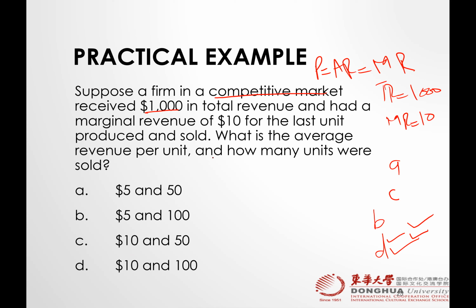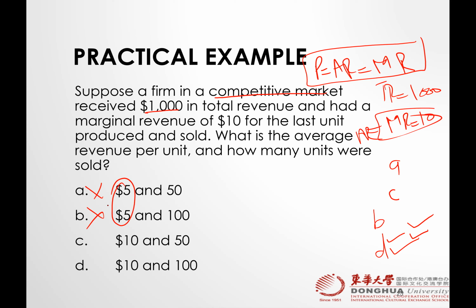So look at the condition. So what is the average revenue? $10. So A and B can never be the answer because 5 cannot be the marginal revenue and the average revenue both at the same time, right? So you can omit the A and B. Now the question is between C and D. Now this is the battle. So let's talk about this.